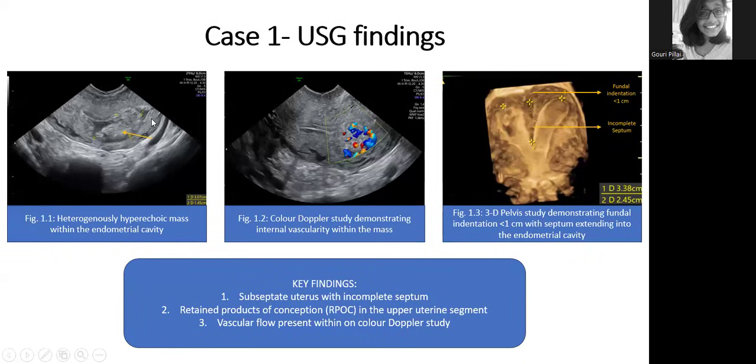Ultrasound revealed a heterogeneously hyperechoic mass in the endometrial cavity with internal vascularity on color Doppler. The critical finding on 3D imaging was a fundal indentation, which was less than 1 centimeter, and an incomplete septum extending into the cavity, which is diagnostic of a subseptate uterus. We also identified retained products of conception.